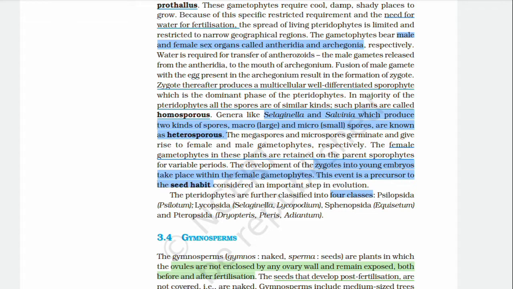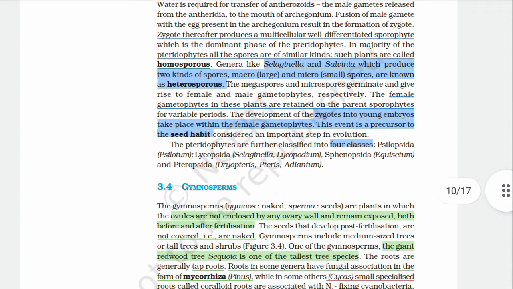Okay. Next, the development of zygote into young embryos takes place within the female gametophyte. In gametophyte, they will produce gamete, and that gamete will fuse to form zygote, right? The zygote will turn into embryo inside the gametophyte. So this phenomenon was the first step for the seed habit. The seed contains the gametes fused to form zygote. Inside the seeds, the zygote will turn into embryo. So this was the precursor of seed habit.